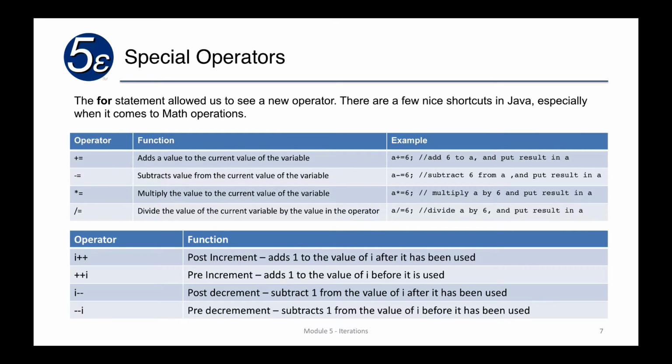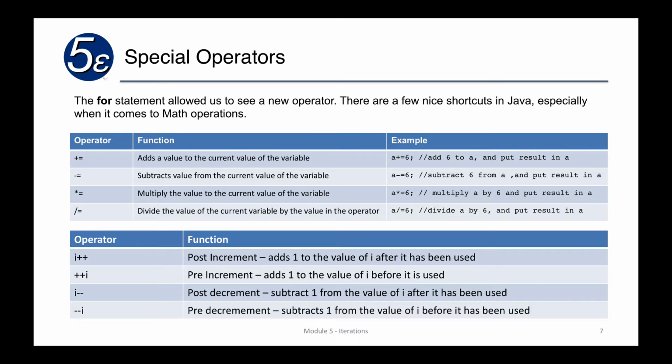And these basically do the exact same thing as if we had done a is equal to a plus 6, a is equal to a minus 6, a is equal to a times 6, and a is equal to a divided by 6. There are 2 other operators, just one goes after or before the variable, and these are basically post-increment and pre-increment, or post-decrement and pre-decrement.